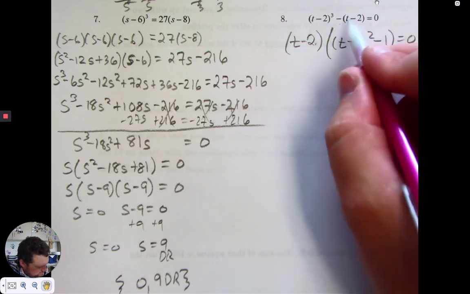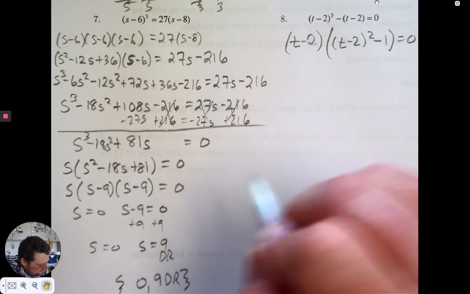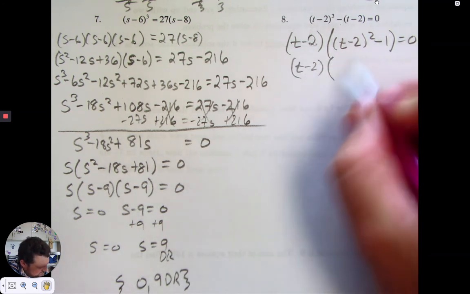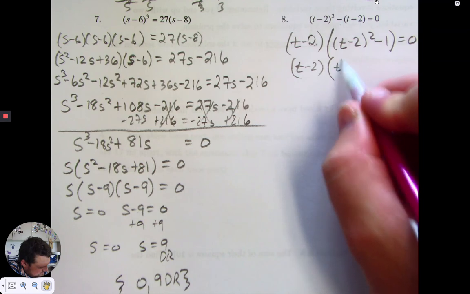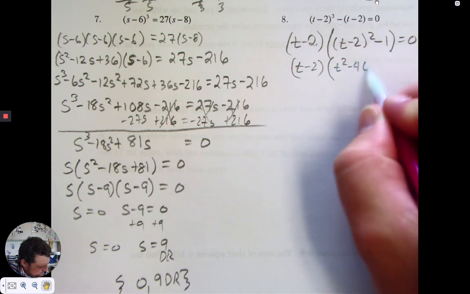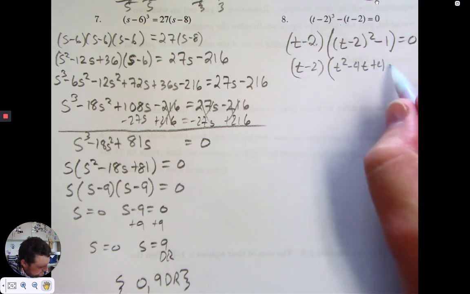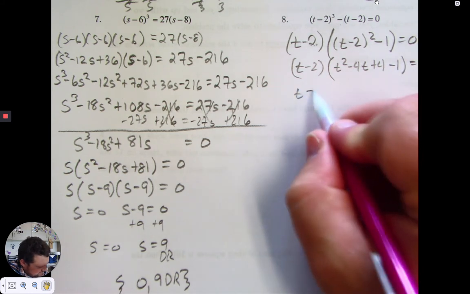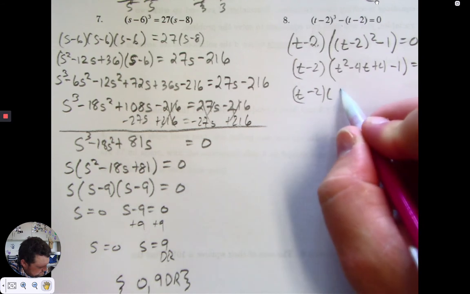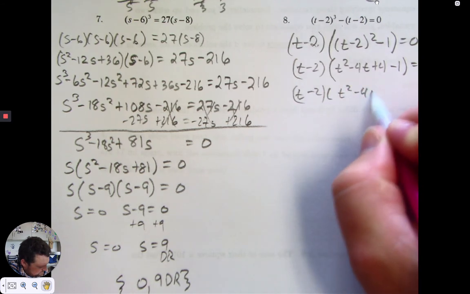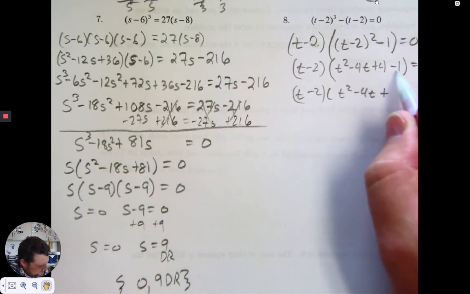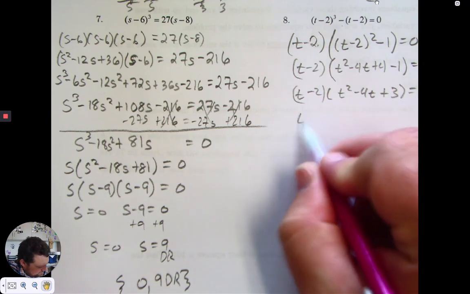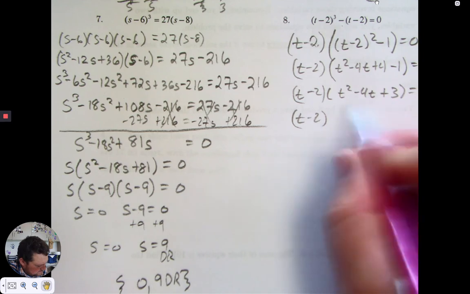So when you multiply it back out, you get the t minus 2. So then this is t minus 2 times, and then t minus 2 squared would be t squared minus 4t plus 4, and then minus 1 equals 0. So t minus 2 times t squared minus 4t plus 4 minus 1 is 3 equals 0. So now I'm left to be able to factor this last part.